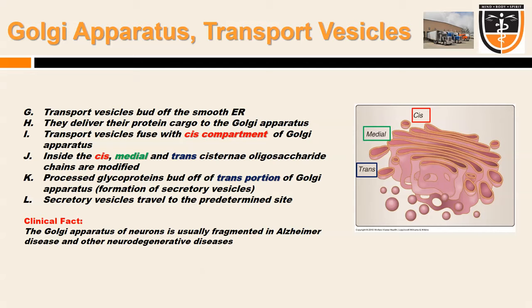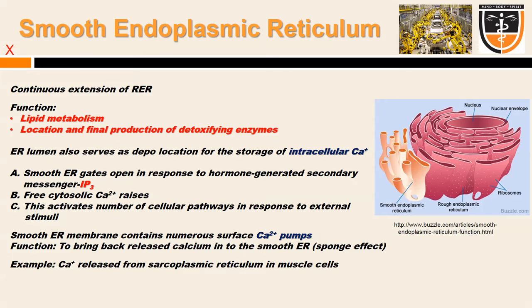One of the important things, just a pearl of wisdom, is if you look at neurons in patients with Alzheimer's disease, you will actually see fragmented Golgi apparatus. So we think that with patients with Alzheimer's disease and dementia, there's a problem of transport and maturation of these proteins through the cells that are produced in neurons.